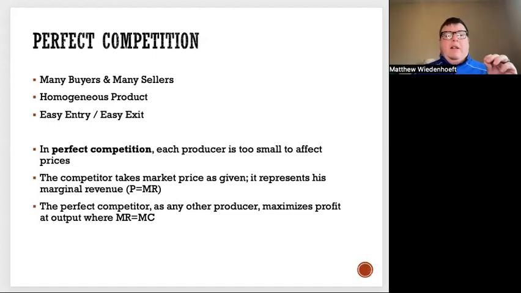So the competitor takes market price as given, okay? It represents their marginal revenue. So price equals marginal revenue, okay? In perfect competition, price equals marginal revenue because, again, they're too small. They don't have enough of an impact.